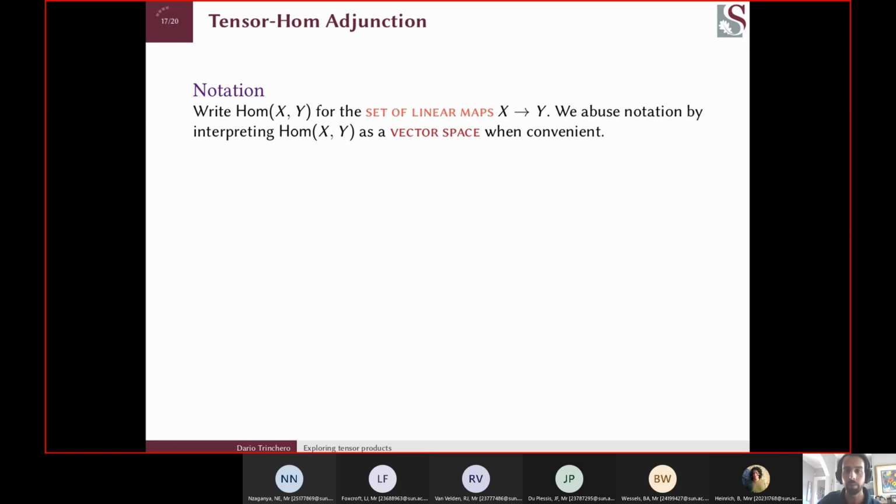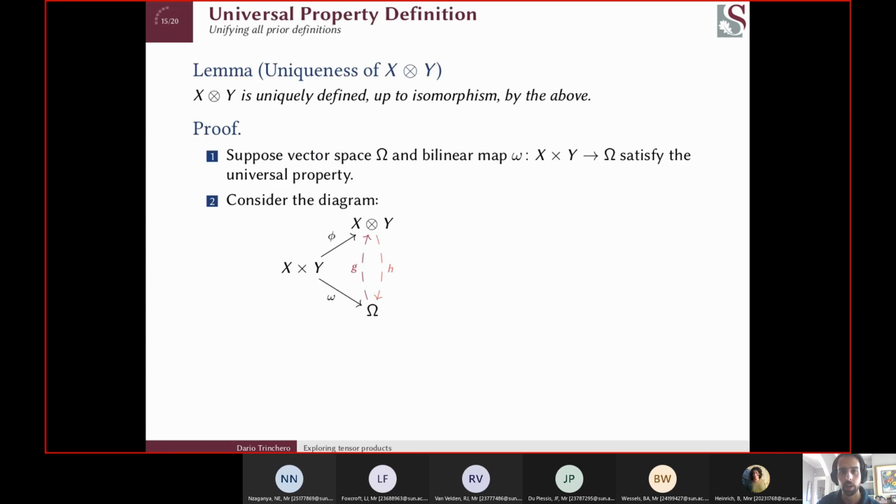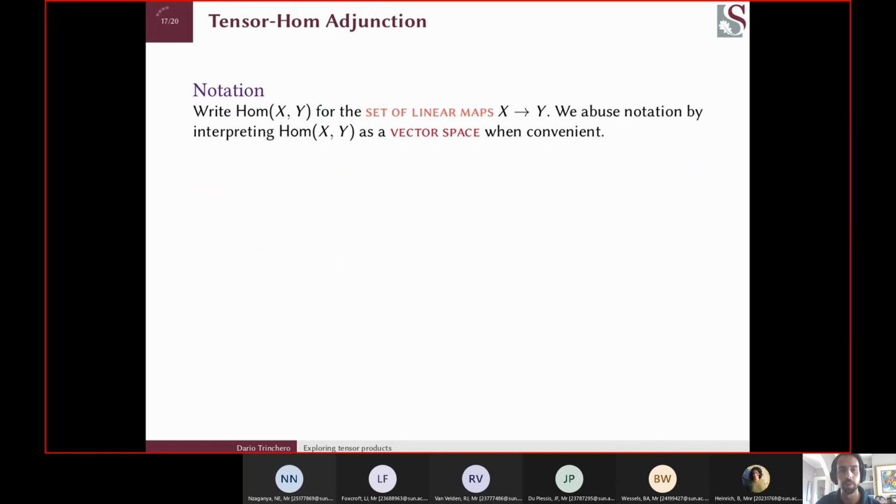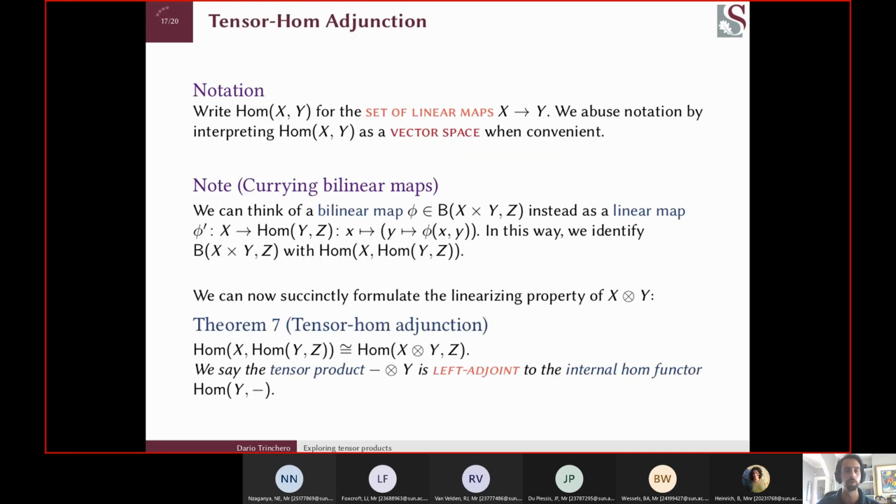That whole big diagram, this universal property over here, encodes the same information as this succinct statement that we're about to see over here, which is the so-called tensor-hom adjunction, which is just the statement that the hom sets are in bijection. The set of linear maps from x into linear maps from y into z, thought of as a vector space, is in bijection with the set of linear maps from x tensor y into z.